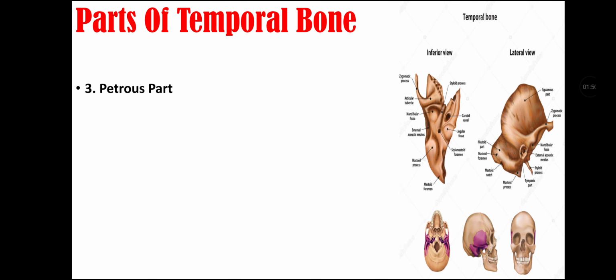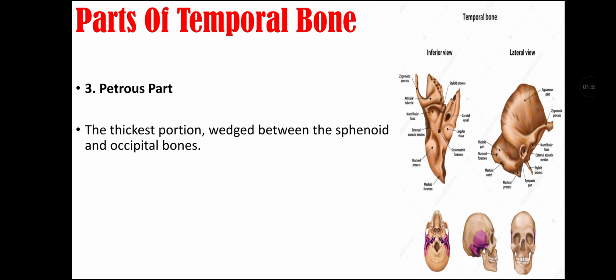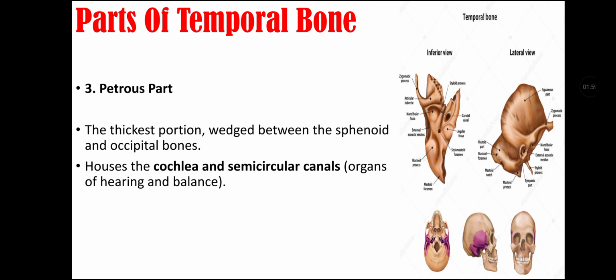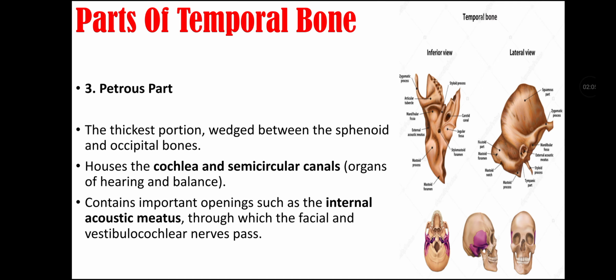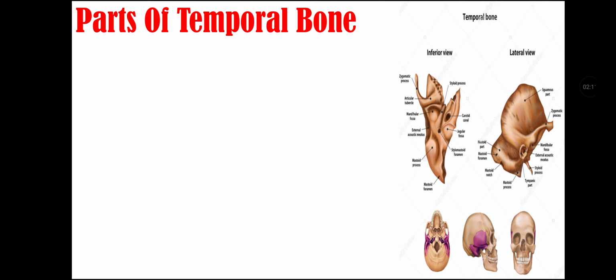Next part of temporal bone is the petrous part. It is the thickest portion of temporal bone that is wedged between the sphenoid and occipital bones. It houses the cochlea and semicircular canals that are organs of hearing and balance. They contain important openings such as the internal acoustic meatus through which the facial and vestibulocochlear nerves pass.